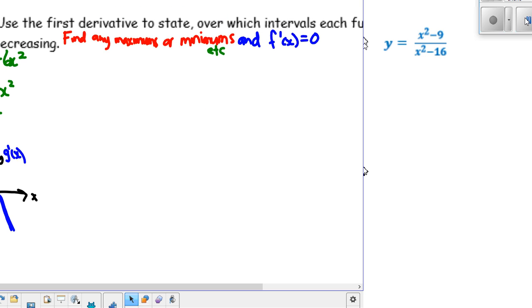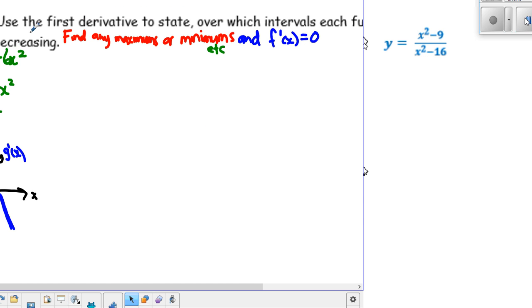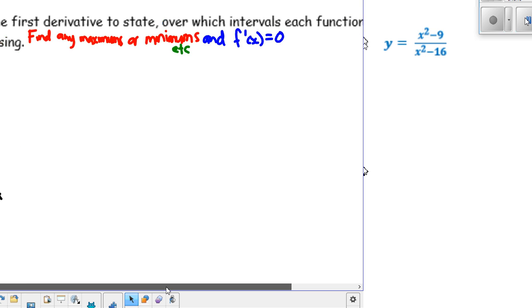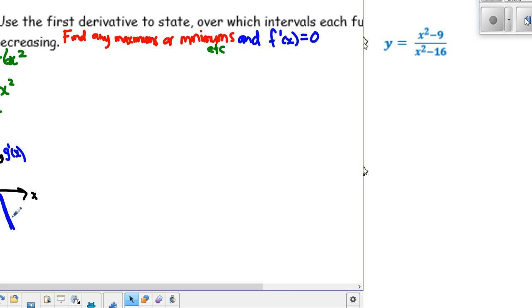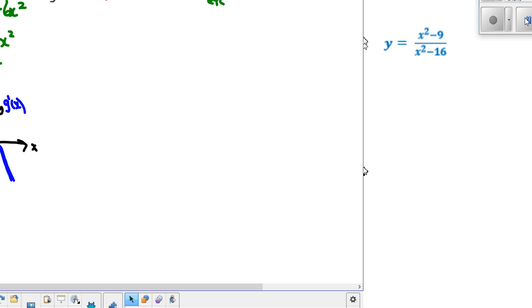And then notice what it wanted overall. Use the first derivative to state over which intervals each function is increasing or decreasing. So here's an increasing interval. It's increasing over which? The left side of the graph. Negative infinity less than x less than 0. Good. Which way is the inequality sign facing? Towards increasing x and then away from x. Yeah, the little arrows are always facing to the left.